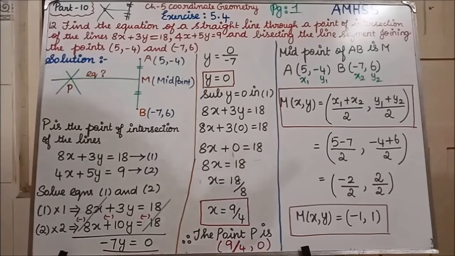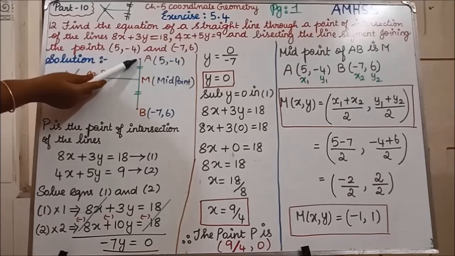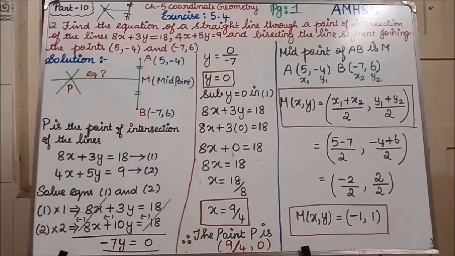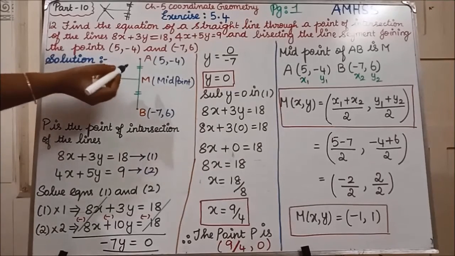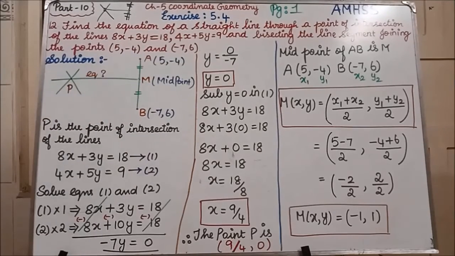Okay, bisecting the line segment joining the points (5, -4). This point we will take as A point (5, -4), and we are taking (-7, 6) as B point, passing through the point. Okay, bisecting means it is a midpoint we will find. We have to find. Clear, students? Clear all of you how we got this diagram? Clear? Shall we proceed now to the solution?